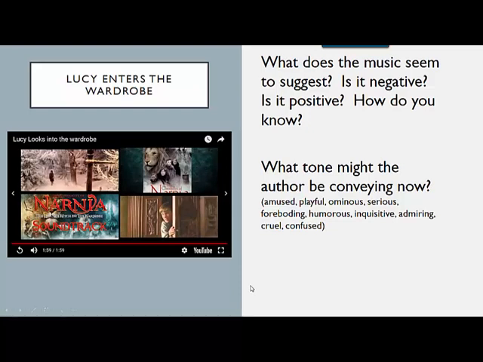So we noticed the music kind of changed again. And I had said in the middle of it, look at Lucy's face as well, because the expression on her face kind of changed as she moved from the wardrobe into Narnia. So characters' faces also can give away the author's tone.